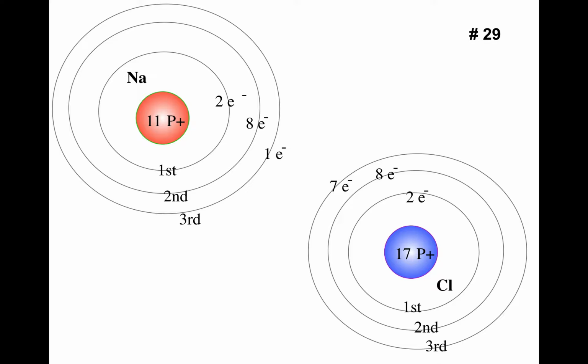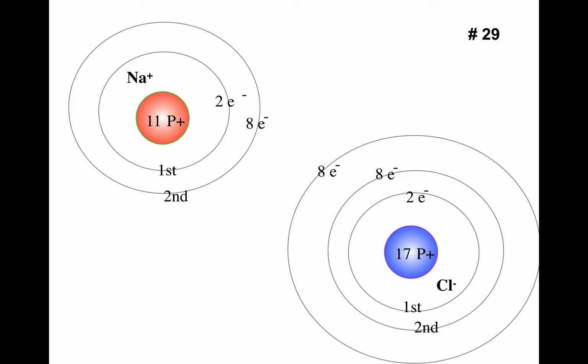The outer electron of sodium gets transferred to the outer level of chlorine. Therefore, you've lost your third energy level with sodium, so you get a drastic decrease in size with the cation formation. And you add an electron. You get more electron-electron repulsion in the outer level of chlorine, well, chloride. So the cloud puffs up a little bit.